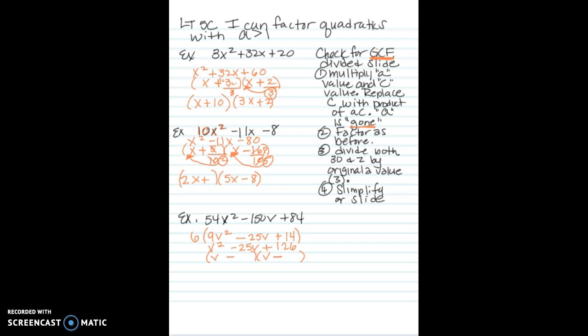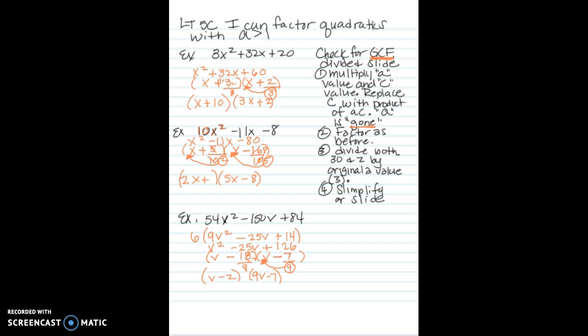Well, 126 is divisible by both 18 and 7, and 18 plus 7 is 25. So I have an 18 in one of them and a 7 in the other. Because I multiplied, I have to divide both of these by 9. 18 divided by 9 is 2. So that one is good. It stays as v minus 2. But I do have to slide in the other one because 7 cannot be easily or evenly divided by 9. And that gives me a second factor of 9v minus 7.